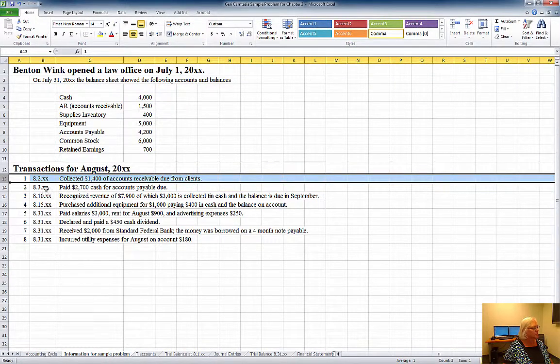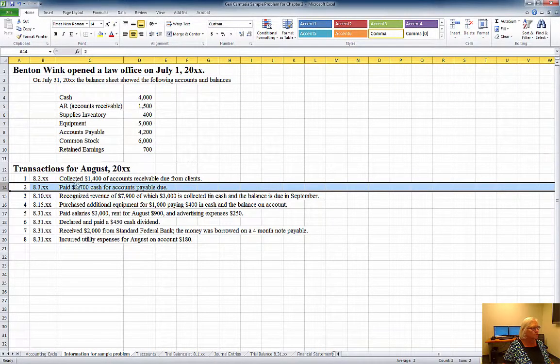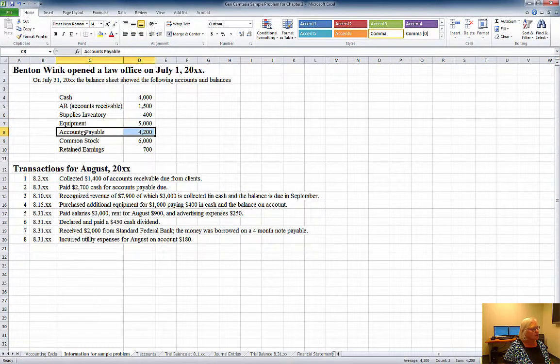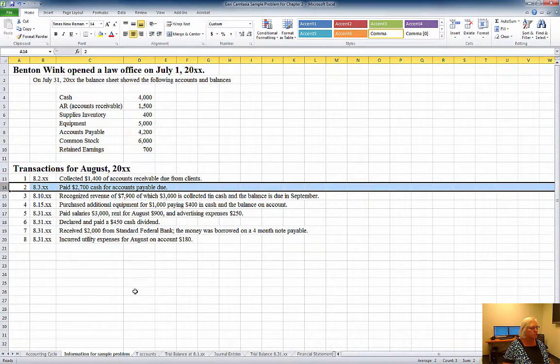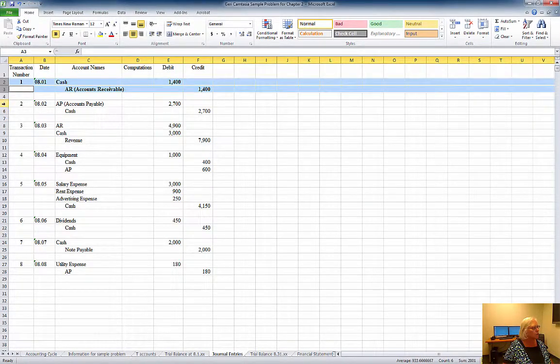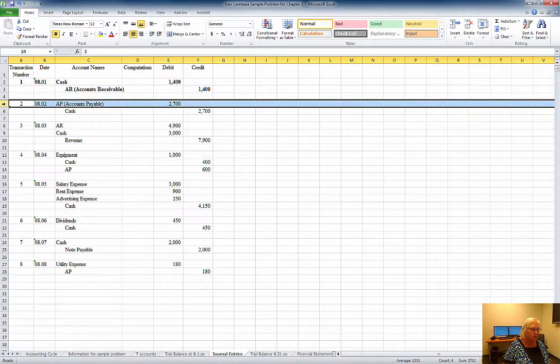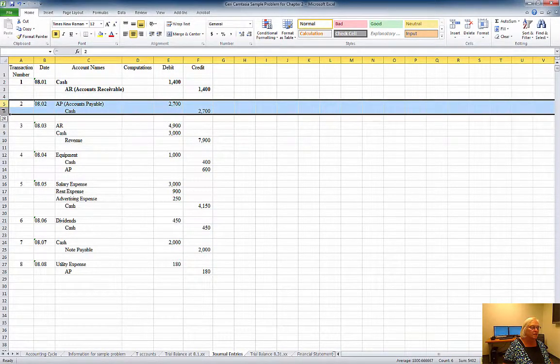Okay, the next one. We paid $2,700 in cash for the accounts payable that was due. So if we look up here at our trial balance, we had accounts payable $4,200. So we have now paid, on the 3rd, $2,700 of that $4,200. So my journal entry to show that I'm making payments on my accounts payable, I'm going to decrease the liability accounts payable with a debit of $2,700, and I'm going to decrease cash because I'm writing a check and paying them off. So I credit cash $2,700.